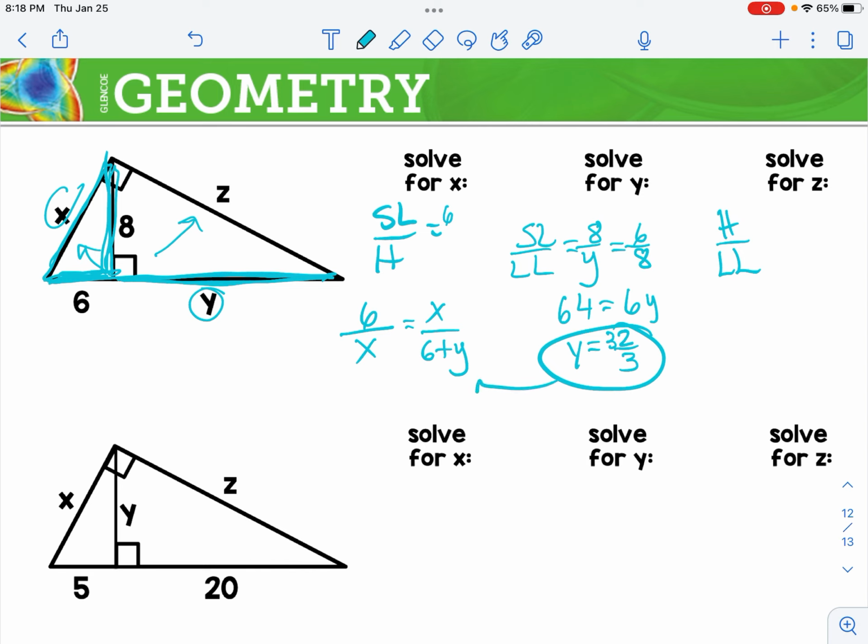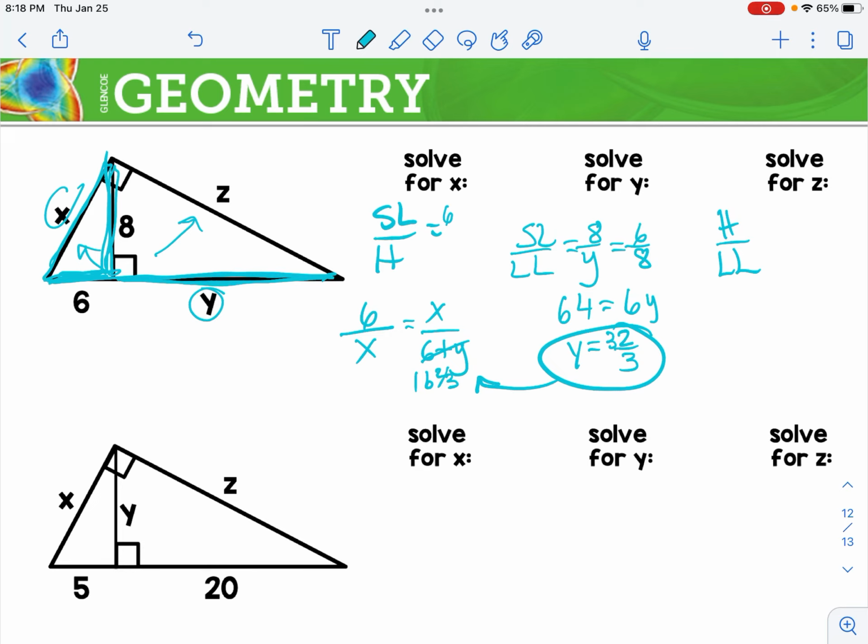I can then go back and use this one for here. 32 over 3 is the equivalent of 10 and 2/3. So if I add 10 and 2/3 to this one, this is 16 and 2/3. That's what I'm going to end up using. So we had to solve for our y before we could find out what our x was going to be.